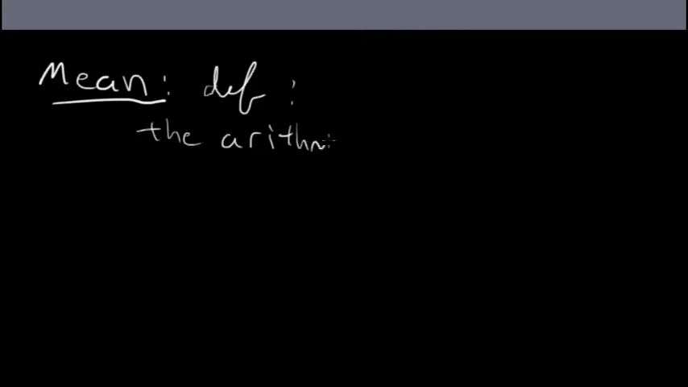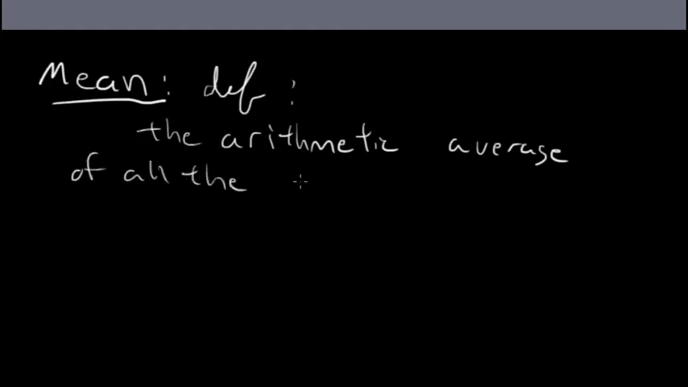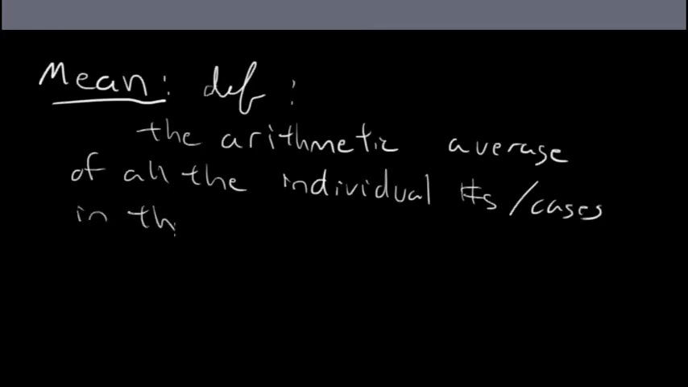Now remember, our third measure of central tendency is the mean. And the mean is very important. What is the mean? Well, by definition, it is the arithmetic average of all the individual numbers or cases in the distribution.